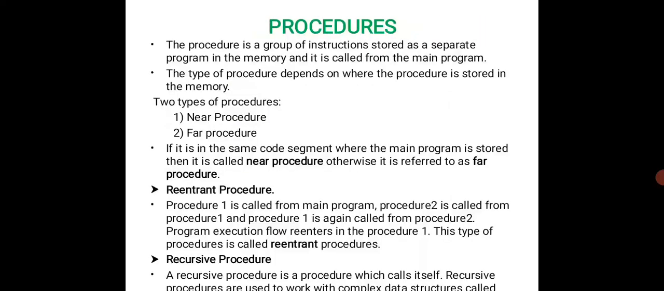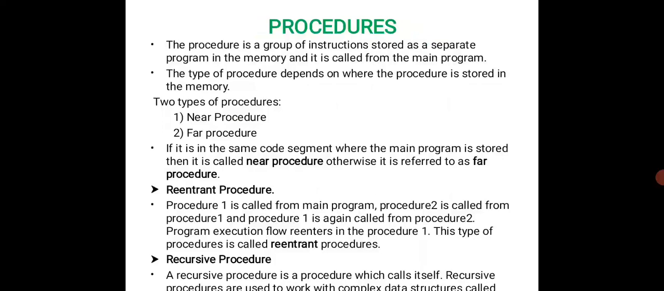So we have the third assembly language component, the procedure. It is a group of instructions stored as a separate program in the memory and it is called from the main program. The type of procedure depends on where the procedure is stored in the memory. There are two types of procedures: the near procedure and the far procedure. If it is in the same code segment where the main program is stored, then it is called a near procedure. Otherwise, it is referred to as a far procedure.